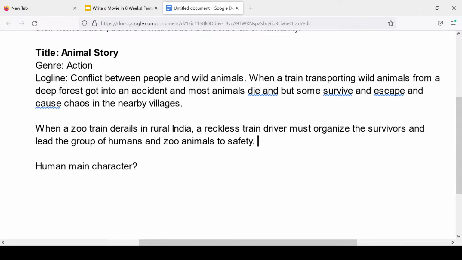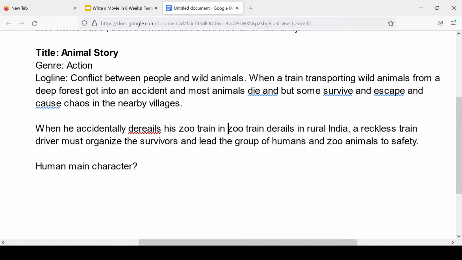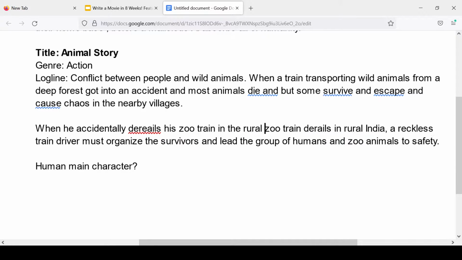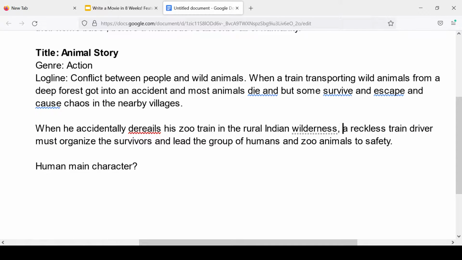Oh, reckless. No, he's just lazy at his job. But he caused the accident? Yeah, he did. Okay, we might even want to include that in the inciting incident too, because that's going to lead to a sense of responsibility for him to fix the problem, wouldn't you say? Yeah. So when he accidentally derails his zoo train in the rural Indian wilderness, might be a better place to start here. A reckless train driver must, we might say, organize the survivors and lead the group, if he's going to be in a leadership position, or maybe it's just going to be he needs to survive.